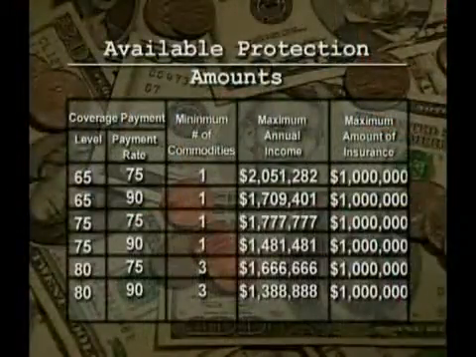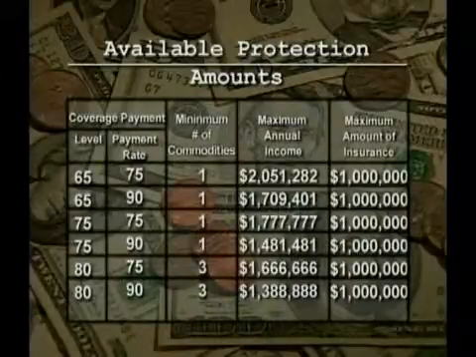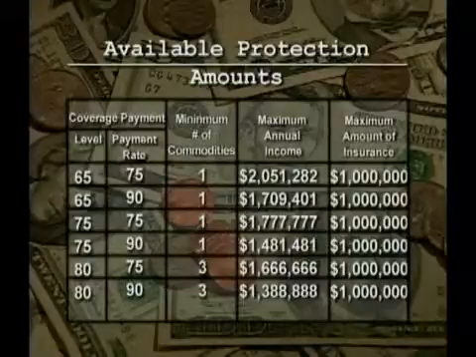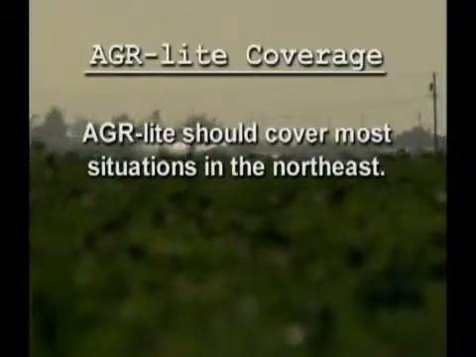But we also see at the maximum annual income, where AGR ranged from $9 million to $13 million, on AGR Light it's a lot narrower window. We only see about $1.4 million up to just over $2 million. Dr. Fanning, how does this affect the Northeast? With the recent increases in insurance allowed or the guarantee, AGR Light should work for the majority of the farming operations in the Northeast where this is offered.